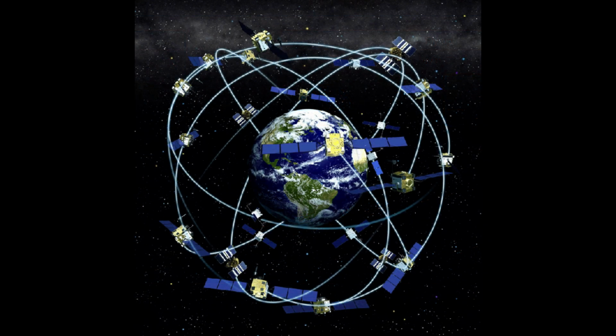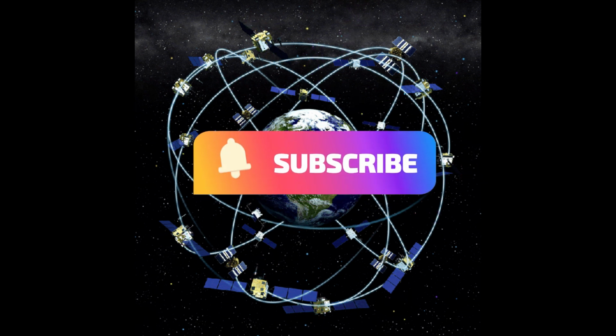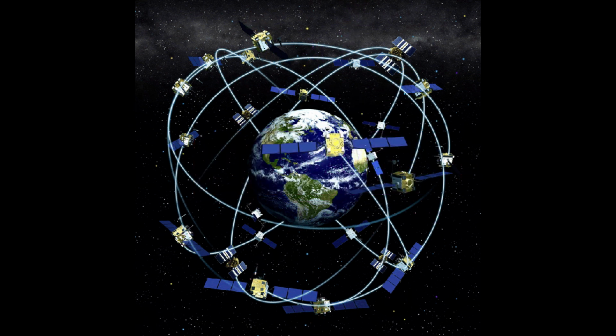GPS is a satellite-based navigation system composed of a network of satellites placed into orbit by the United States Department of Defense, DoD. GPS was originally intended for military applications, but in the 1980s the government made the system available for civilian use. GPS works in all weather conditions, anywhere in the world, 24 hours a day.